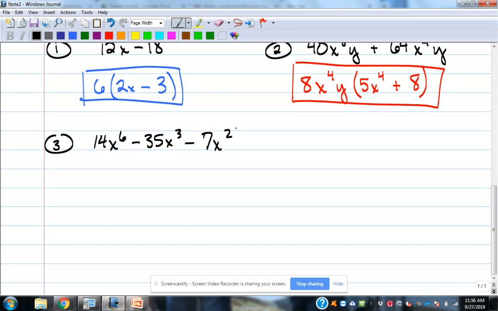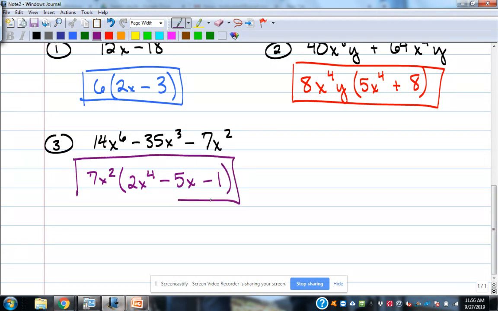7 goes into all three numbers. And then the most x's that they have in common is x squared. That's right. So 7x squared. What's left in the parentheses? 2x to the 4th, 5x, minus 1. So don't forget that minus 1. You got to have that representative for each of those.